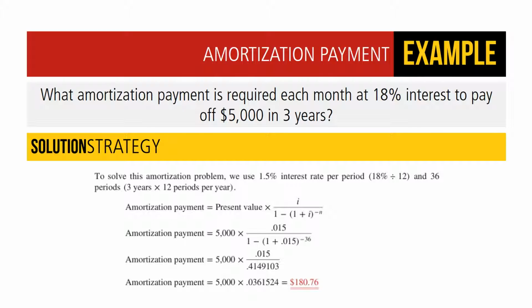To solve this amortization problem, we use 1.5% interest rate per period, that's 18 divided by 12, and 36 periods, 3 years times 12 periods per year. Our amortization payment equals present value times I over 1 minus 1 plus I to the negative nth degree. That's $5,000 times 0.015 over 1 minus 1 plus 0.015 to the negative 36. Ultimately, that means our payment is going to be $180.76.